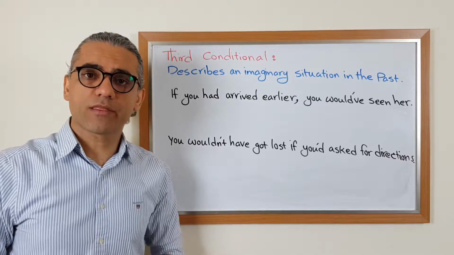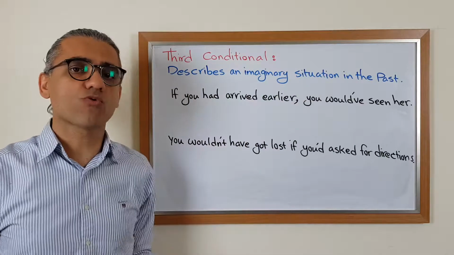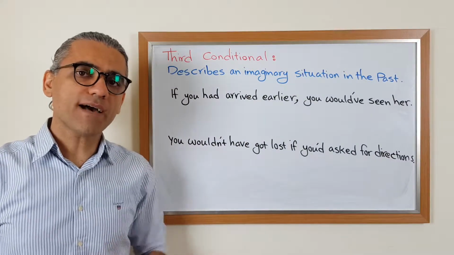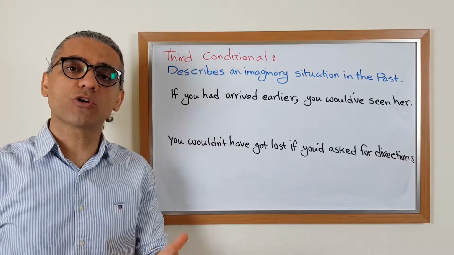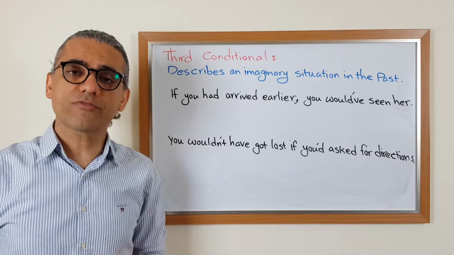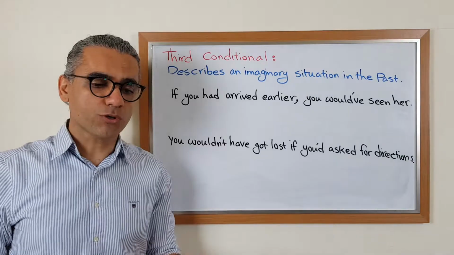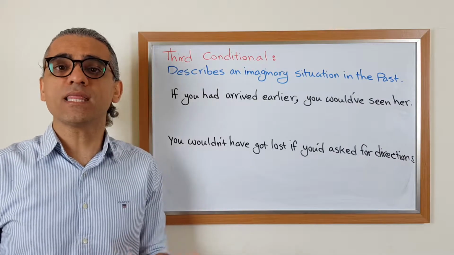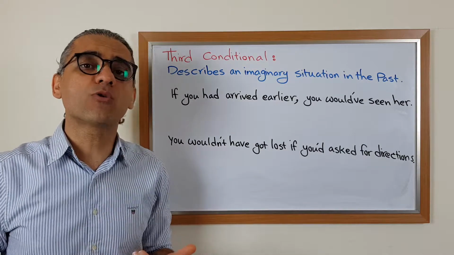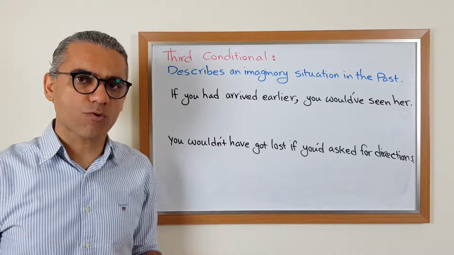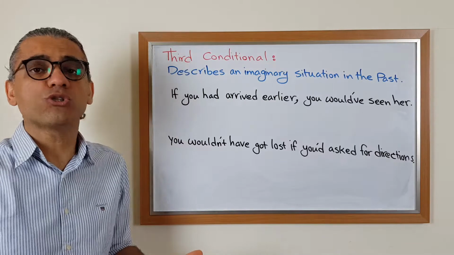Okay, let's start with third conditional. We use third conditional to describe an imaginary situation in the past. If you have already studied second conditional, you know that we use second conditional also to talk about an imaginary situation. But what is the difference between second conditional and third conditional? In the second conditional, we are talking about an imaginary situation in the present or in the future. For example, we say, if I were rich, I would buy that house. Or, if I were 10 years younger, I would do something else.